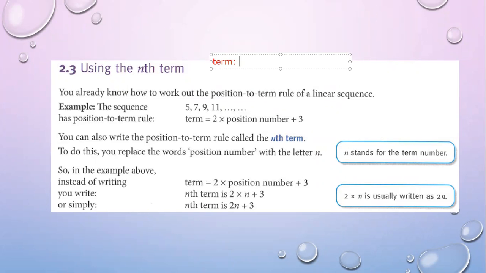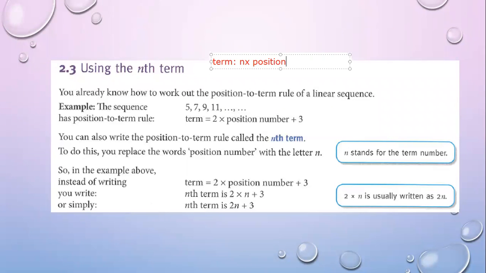Okay, so he says nth term, so first write n multiplied by position. Okay, that is your position to term rule. Let's suppose after that, if he said anything like it doesn't start from 1, then it's a different case. Otherwise, you can replace the word position number with the letter n.